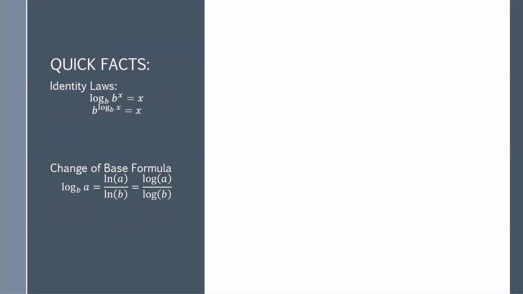Couple of additional laws. The identity law. The log base b of b to the x is equal to x, and b to the power of log base b of x is equal to x. So for example, base 2 log of 2 to the 7 is equal to 7. And 5 to the log base 5 of 8 is equal to 8.